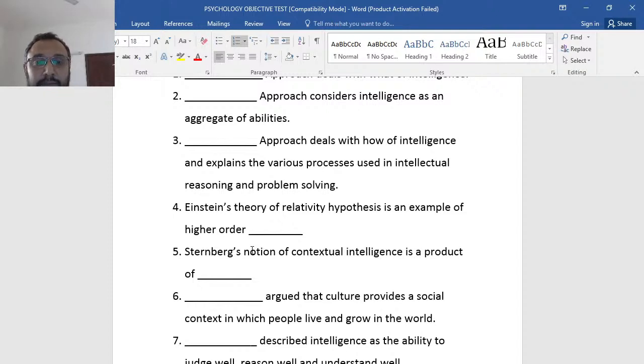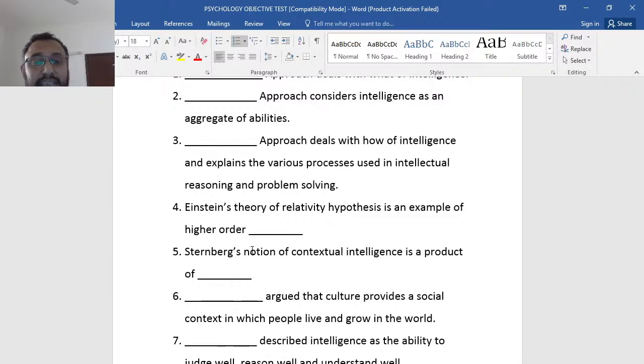Now the fifth one, if you see, Robert J. Sternberg's notion of contextual intelligence is a product of culture. If you observe this, contextual intelligence is a part of the triarchic theory. It is actually a product of culture. This concept is there at the end of chapter 1. In many cases, we will miss this area. Sternberg's notion of contextual intelligence is indicating that intelligence is a product of culture.